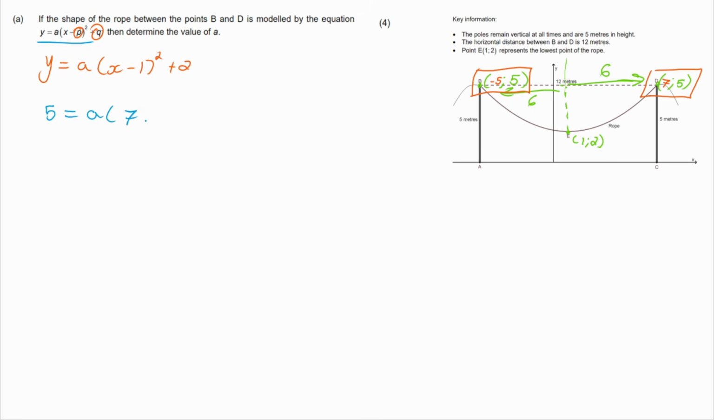3 is equal to a(7 minus 1) squared plus 2. Okay, so I substituted in the coordinates of D. So what I'll get there is 3 is equal to 36a, so a is equal to 1 over 12. Okay, so that's how we would do this problem over here.